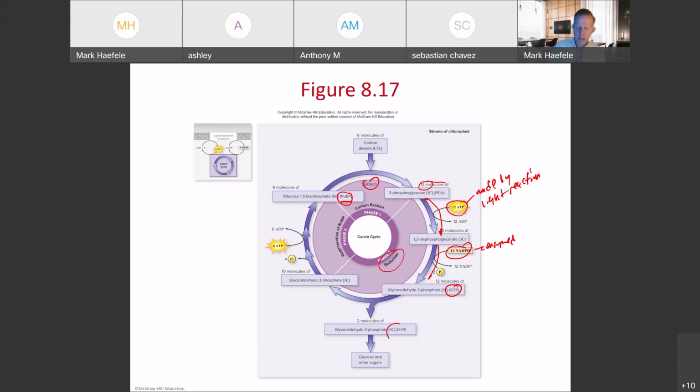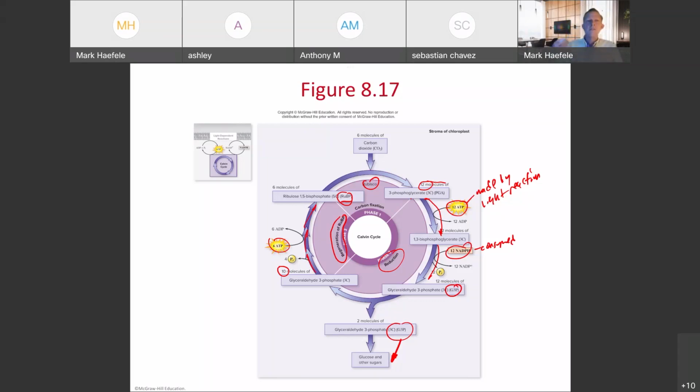Now you can take a couple of G3Ps and assemble them together to create a glucose molecule. However, we need to regenerate this, right? So we need to regenerate or rebuild RuBP because we can't be without our acceptor. Otherwise, photosynthesis is dead in the water. So what we do is we take 10 of these G3Ps, consume some more ATP, and then it's going to basically give us ribulose bisphosphate. So you can see the multiple arrows here. That means there are several steps in there that we're skipping for the sake of clarity and brevity. And so that's basically what's happening with the Calvin cycle.